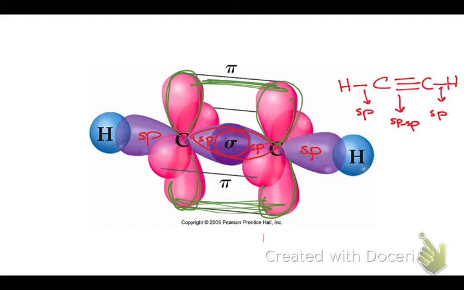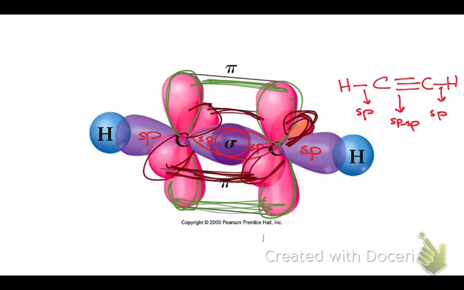In a different color, let me show you. This is not a clear color, so let's do this one. This is the other p orbital that is perpendicular to the first one, and that will make an overlap in front and behind the sigma. So the green overlap is above and below the sigma, and the brown overlap is in front and behind the sigma. So I have 2 pi bonds. This is a pi bond, and this is also a pi bond. 2 pi bonds and 1 sigma bond.